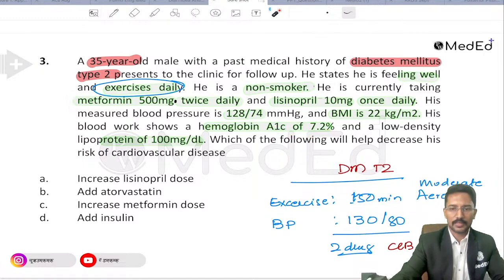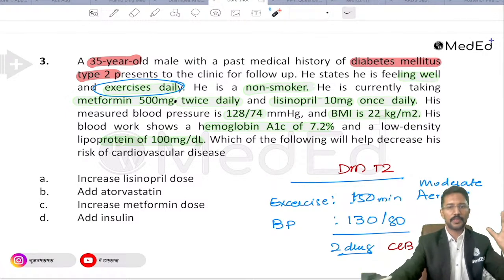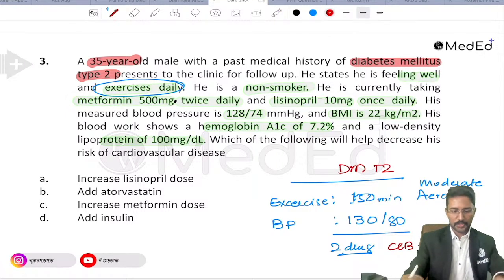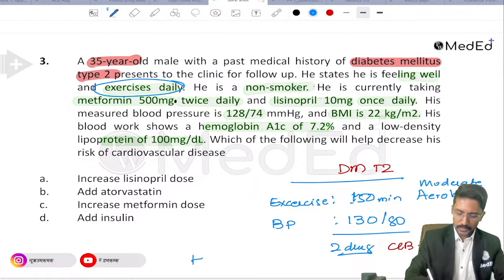Is his HbA1c acceptable? What is the recommended HbA1c cutoff or target? What is the HbA1c target for a diabetic patient? Okay, so there are 2 recommendations I want you to remember. HbA1c target.